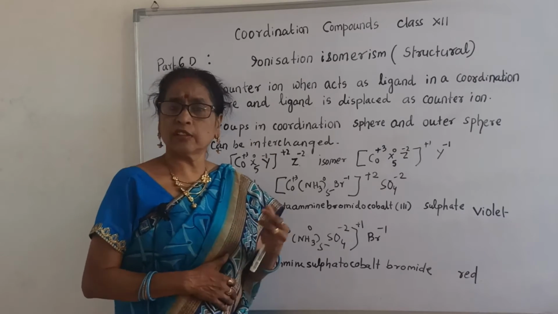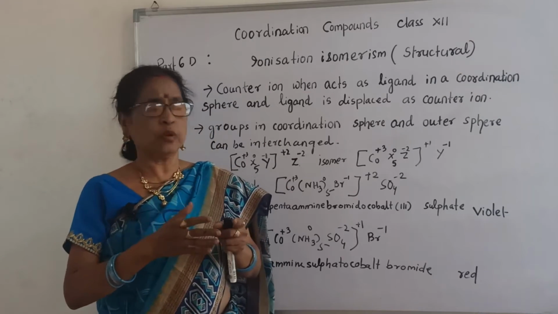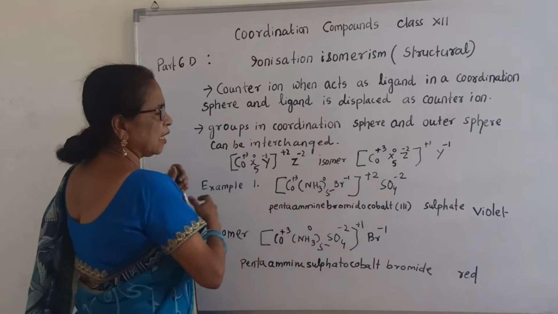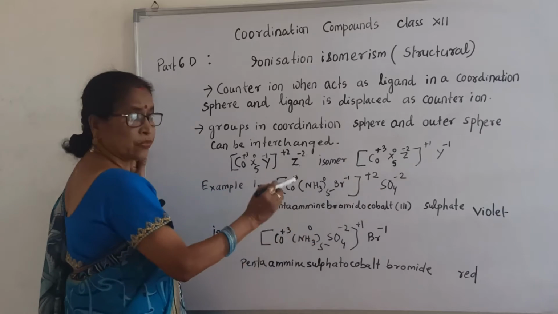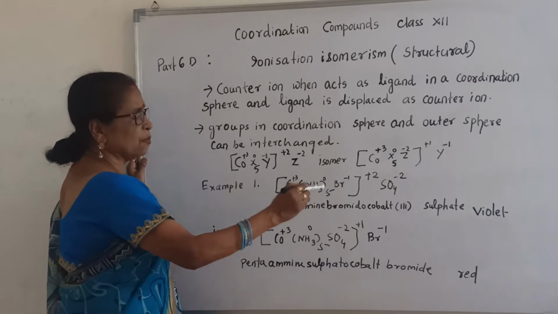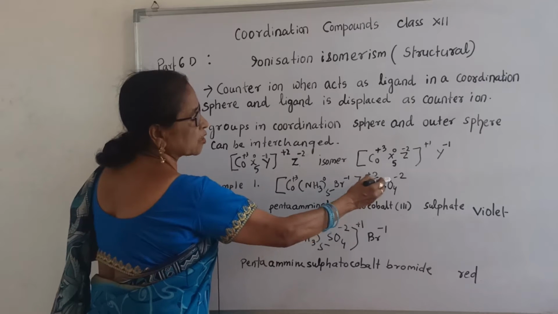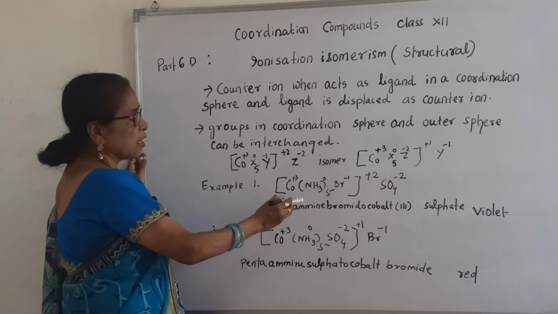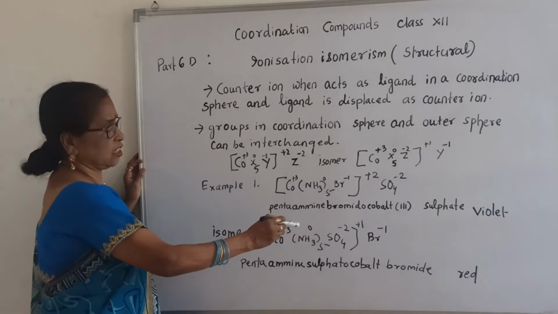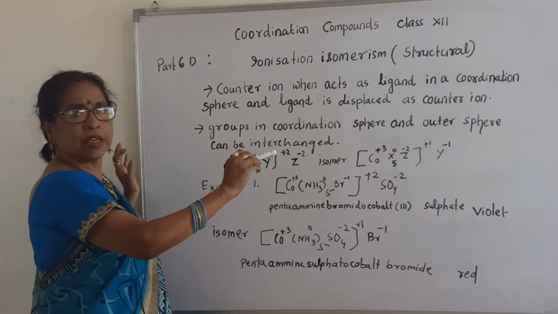Now where the question arises of ionization isomerism, see this example. Here this is one complex ion, and this is sulfate 2 minus. That means this is called the counter ion, and this is the complex cation, the cationic complex. The charge of the cationic complex should be balanced by the counter ion charge. Now here the ligands: NH3 is 5 ligands, and bromido is 1 ligand, so 6 ligands are fixed to the cobalt. That means the coordination number is 6.